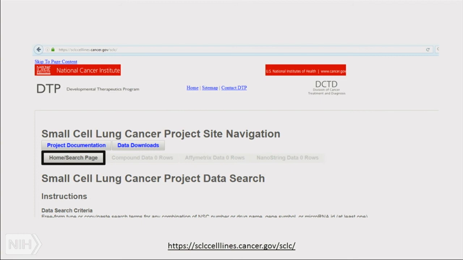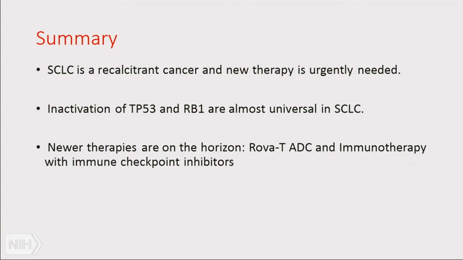All right, because of the time limit, I will skip this. Just to summarize, small cell lung cancer is a recalcitrant cancer, and new therapy is urgently needed. P53 and RB1 are commonly lost in small cell lung cancer. And newer therapies, such as antibody drug conjugates and immune therapies, are coming. All right, thank you so much. If you have any questions, I would be happy to take them.